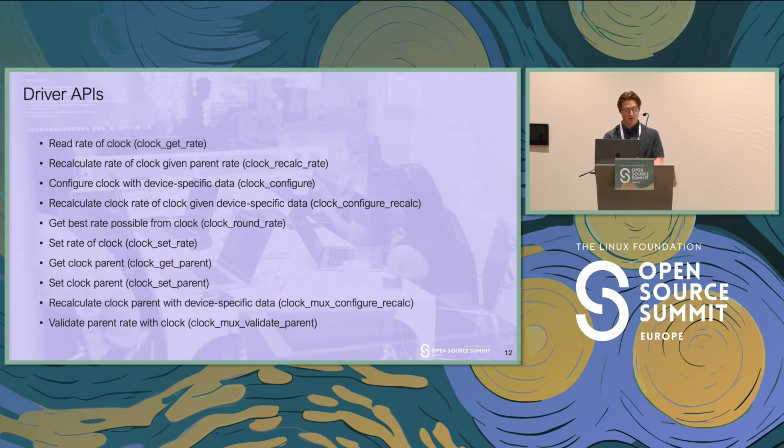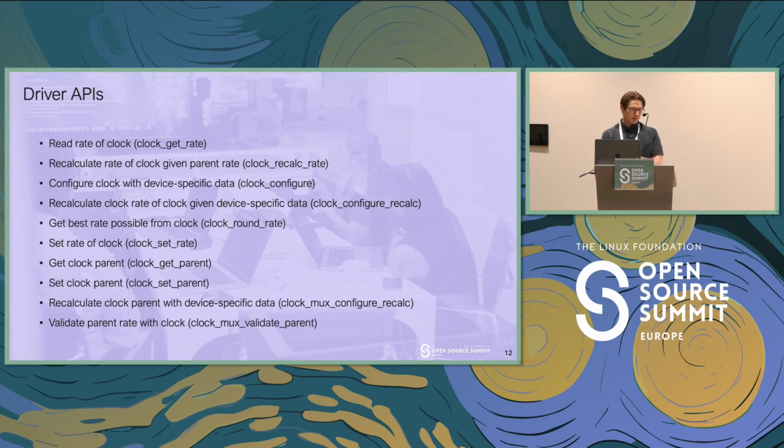Then the clock configure, this is from the initial API, and we still need it. Configure recalc is something specific to what we're doing. It comes about because of the fact we're doing this clock configure. Basically, it's a way to ask a clock, hey, I'm about to configure you with this device-specific void pointer. What rate are you going to produce when I do that? So that you can turn around and use that rate for notification functionality.